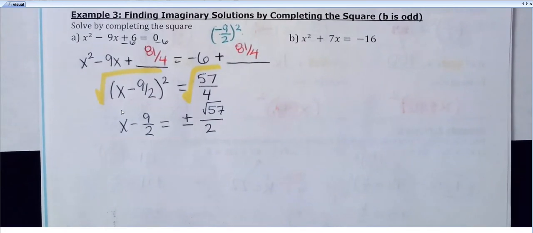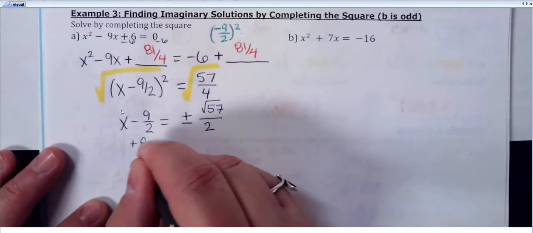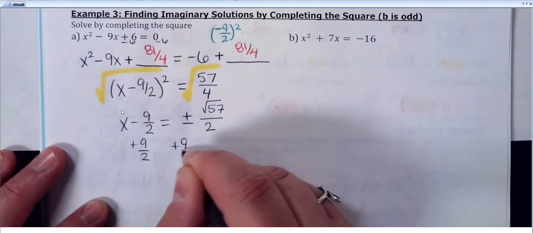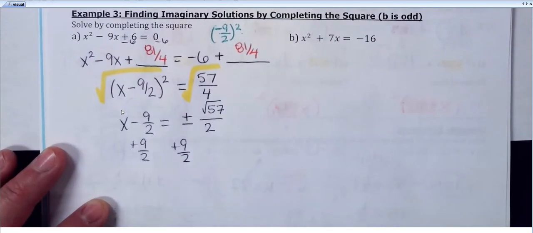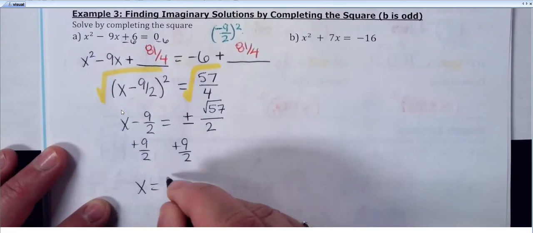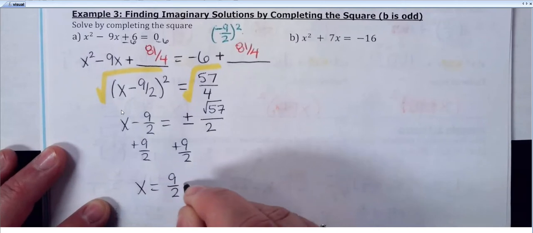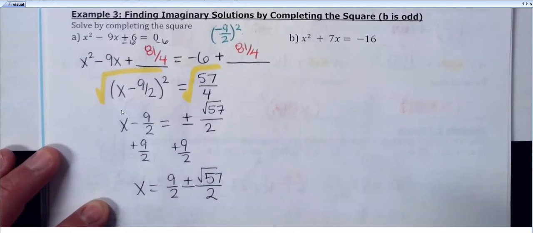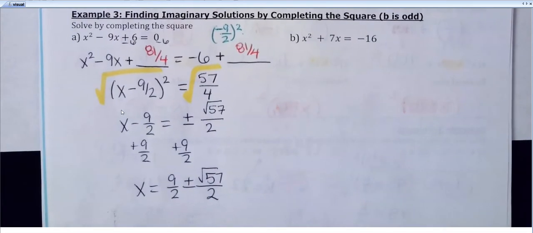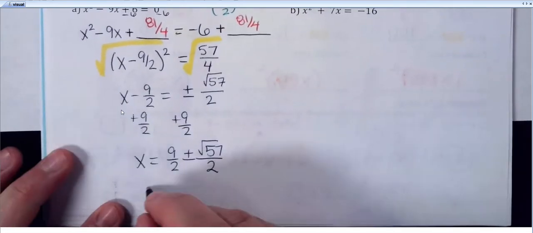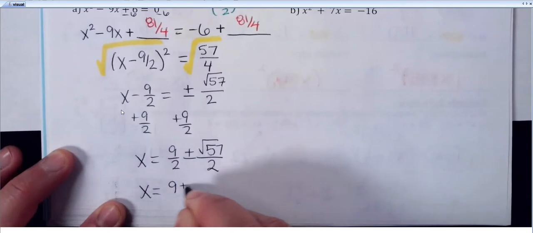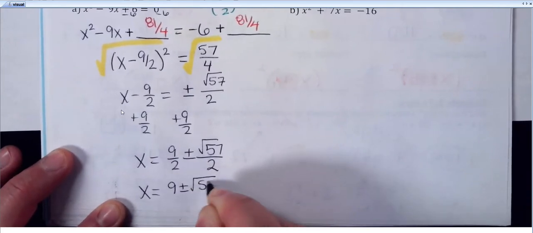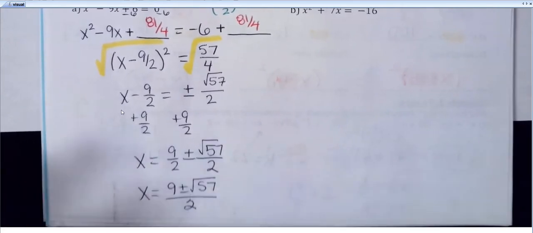Now here's why I was telling you guys don't write the decimal. You can get x by itself here. When you add this 9 over 2 to the other side, these are actually like fractions. They have a common denominator. So typically when you see a question, I can actually squish that together. They both have a 2 on the bottom and write that as 9 plus or minus square root of 57, the whole thing over 2.